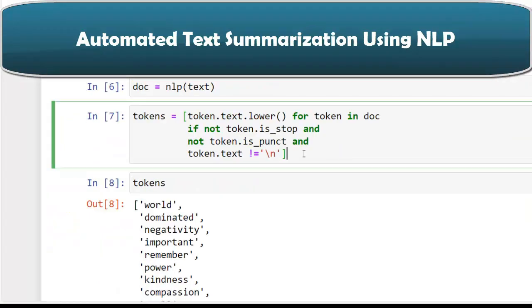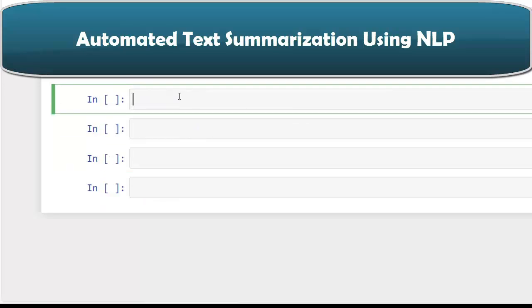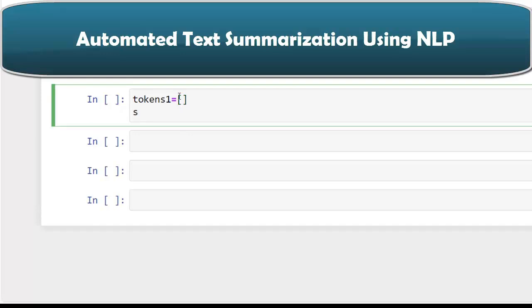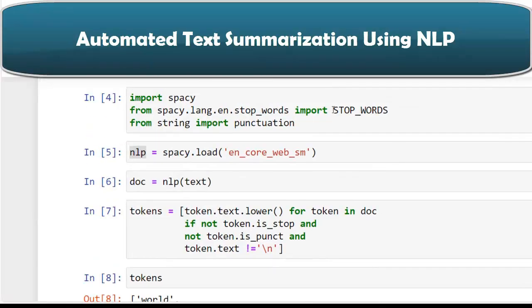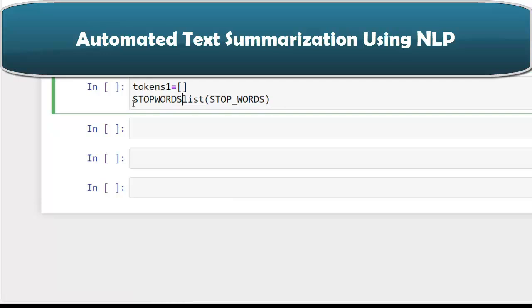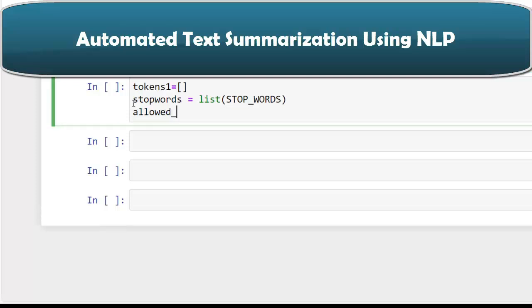So now let's discuss an alternative approach to removing stop words and punctuation using POS tagging, part of speech tagging. Let me write the code first, then we will discuss. So let me create one empty list and also the list of stop words that we have imported over here. Let me assign it to one variable, stop words equal to this statement, allowed_pos. So we want only this tag.